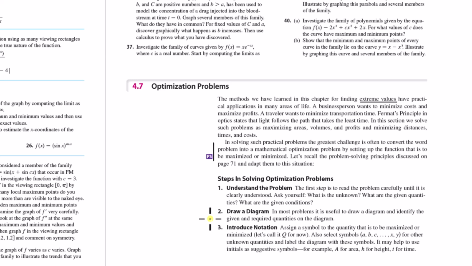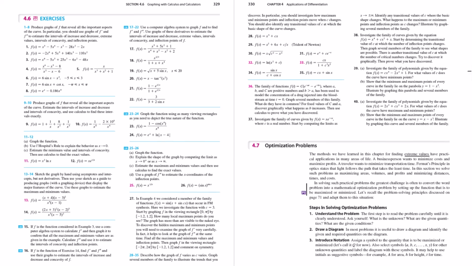And when you read the problem, one of the main things to understand is what is the variable that you want to optimize? Is it time? Is it profit? What's being optimized? Okay, so then you draw the diagram, or maybe not a diagram, but just do the analysis, and that diagram would show the variable that's being optimized as well as any other variables. Introduce notation. They call the variable to be optimized Q here. That's just a general variable they use. So in the diagram, in the analysis, you identify the variable that needs to be optimized and any other associated variables.